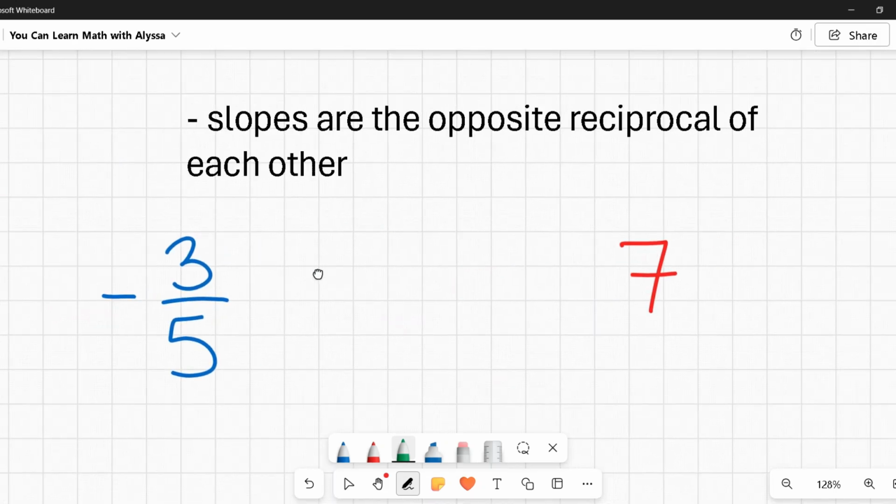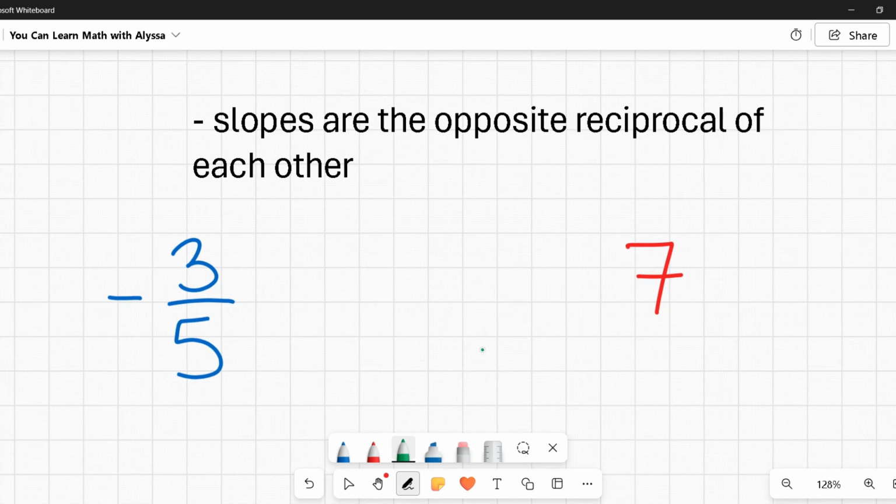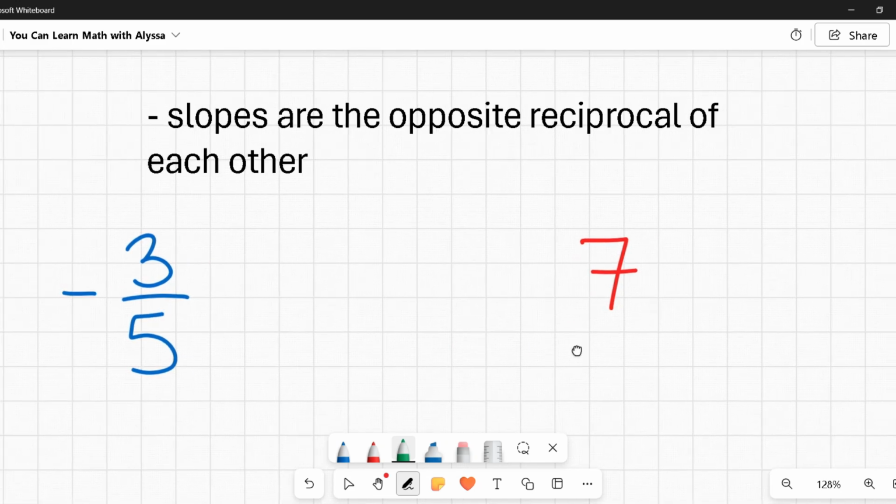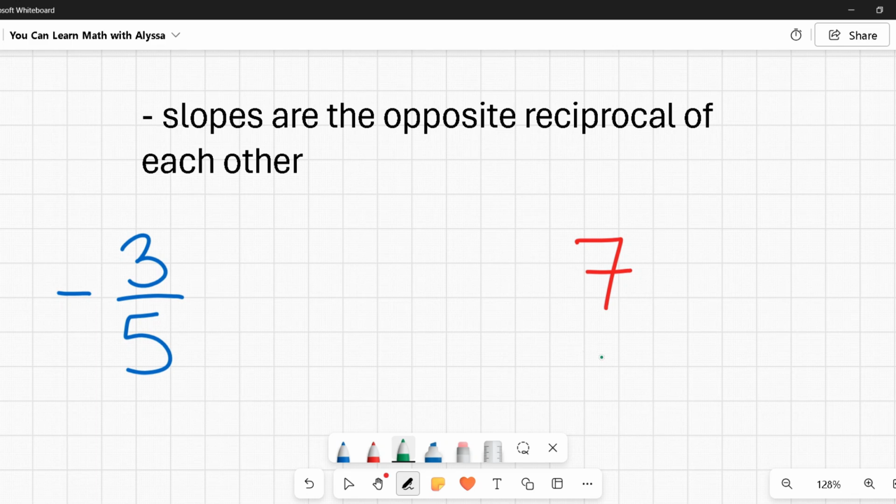For perpendicular lines, we want to look for slopes that are the opposite reciprocal of each other. Opposite in this case means taking the opposite sign from positive to negative or negative to positive. And reciprocal means taking the fraction and flipping it. If it's not a fraction, we need to convert it. More on that in a second.